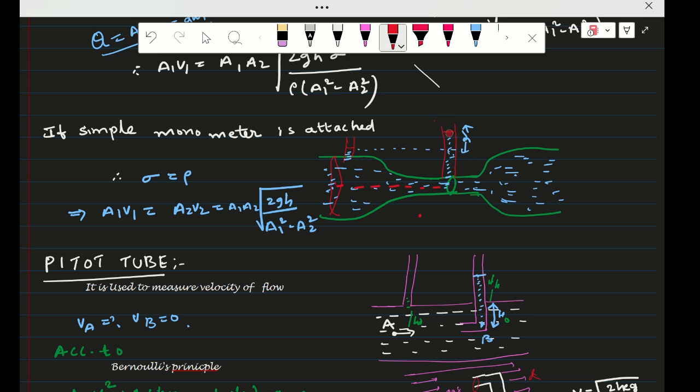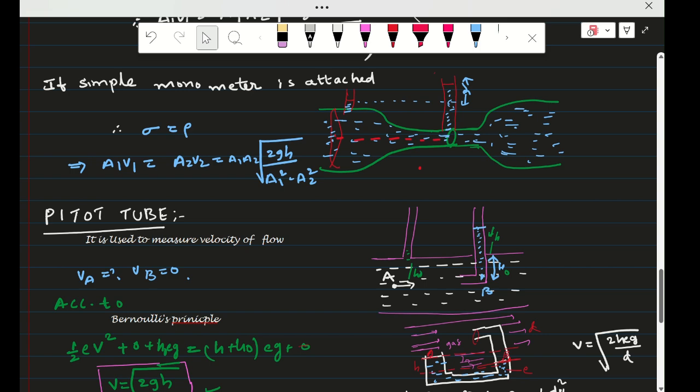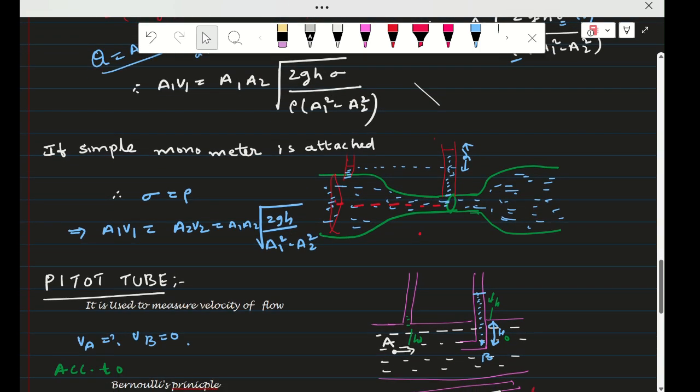So an open manometer is connected. Whatever pressure difference occurs here will be settled by the rising of the liquid in this tube. Therefore it is balancing H rho g, the pressure difference PA minus PB, or P1 minus P2, which is equal to H rho g. Therefore, H rho g is equal to the change in kinetic energy. Potential energy is 0 here. Therefore, the change in kinetic energy equals V1 V2.